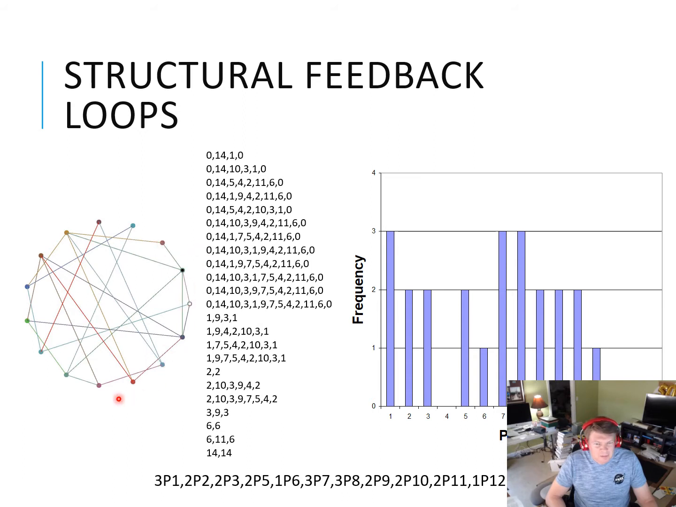So here we have an example. I believe this is a 15 node network. We can see that it's unlike the first one. There are a different number of inputs for them. It isn't a constant 2. And what we have here is a list of the feedback loops that exist in this network.